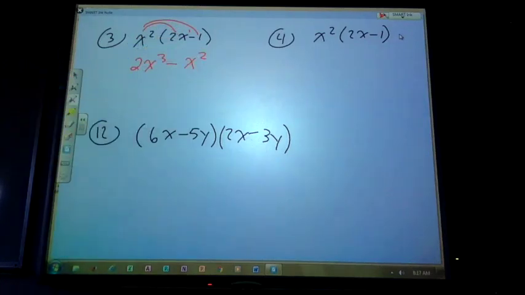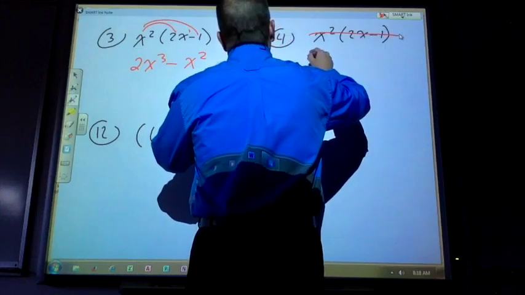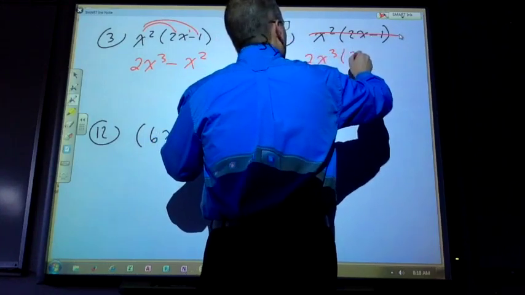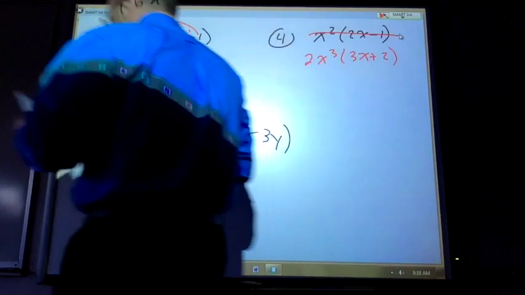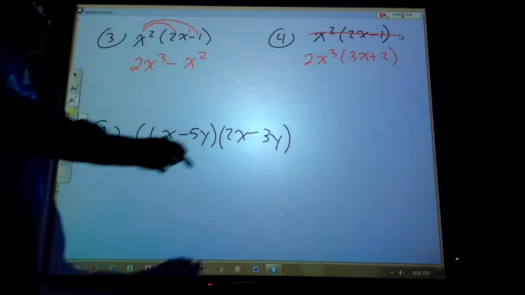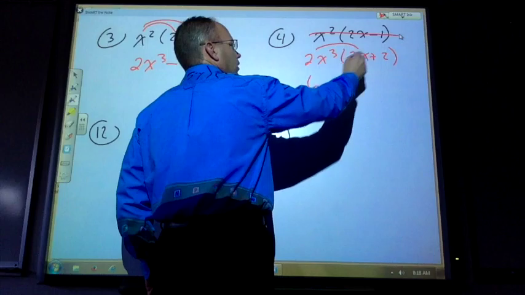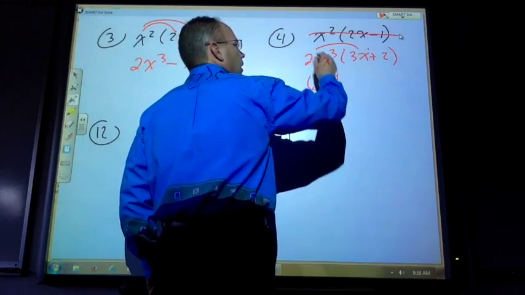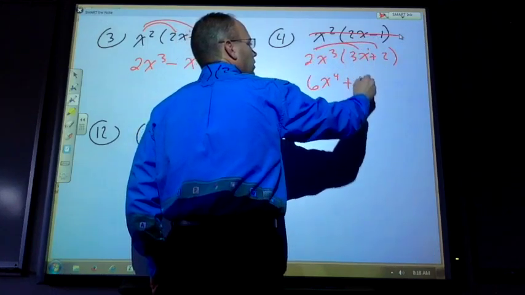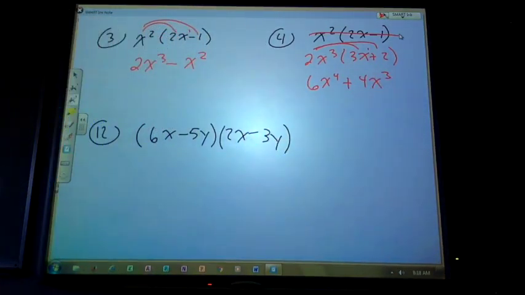Okay? Oh, did I write the same problem twice? Yes. Don't know how I did that. All right, let me strike through this real quick, and I'll write the appropriate question. Let's see. 2x to the third, 3x plus 2. Same thing, I'm going to distribute over the parentheses 2x to the third. So if I multiply these together, the 2 and the 3 multiply to give me 6. X to the third, x to the first is x to the fourth. And then I multiply here and here, so I get plus 4x to the third. Again, it's in descending order. You cannot add them together because you have different exponents.